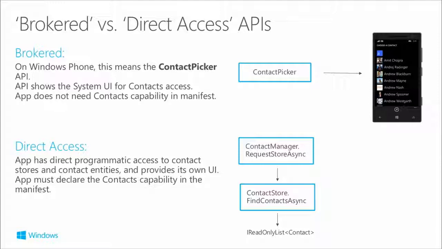What that means is that as soon as control goes from your app over to the shell APIs, the user is fully in control. It's up to them whether they select the contact, send that email, or pick that file. They're involved. It basically means that you don't need any special capabilities in the manifest when you use these brokered APIs. Contact Picker is the brokered API for contacts.